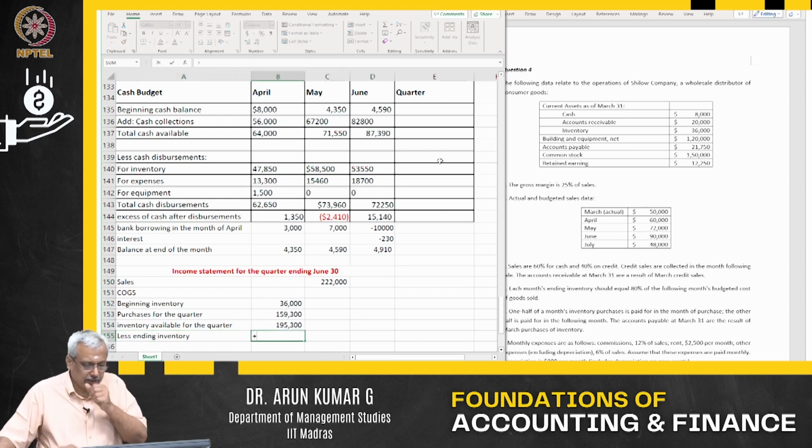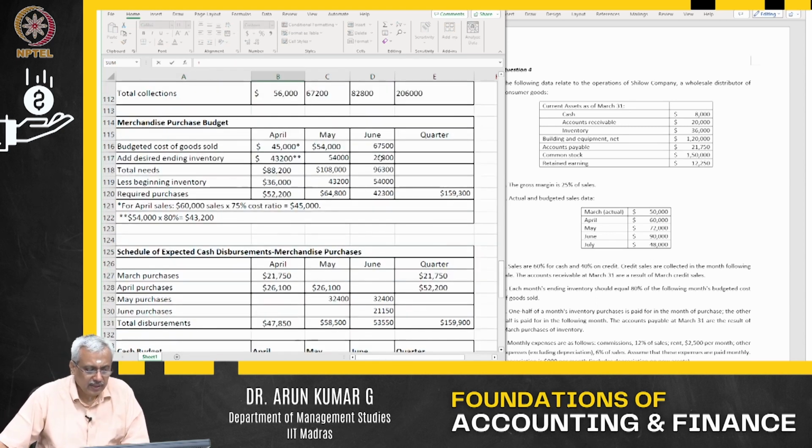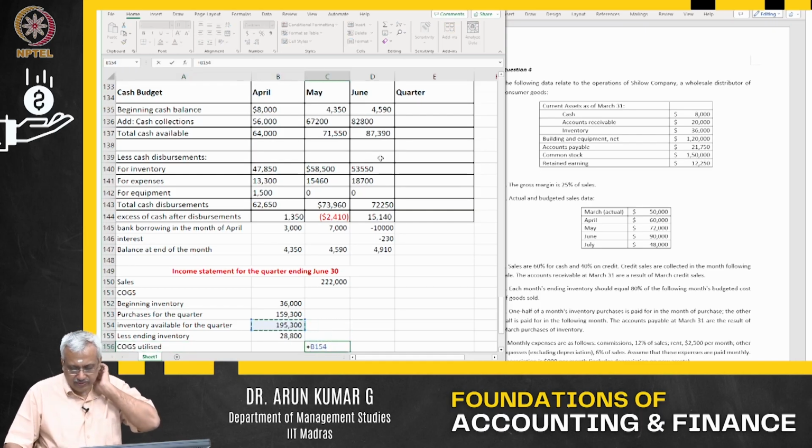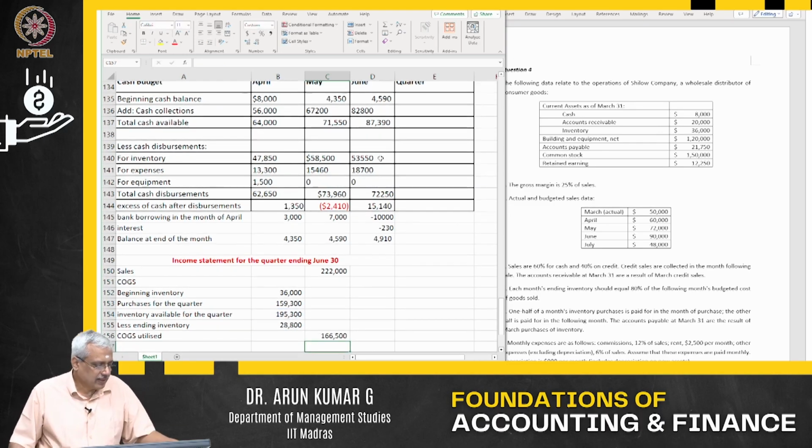What is the ending inventory out there? The ending inventory is your desired ending inventory out here. So what happens now? COGS utilized. COGS utilized in this particular case is this minus this out here. This is the COGS utilized, that is 1,65,000. What we call it as 500 in this particular case, as we can see out here.